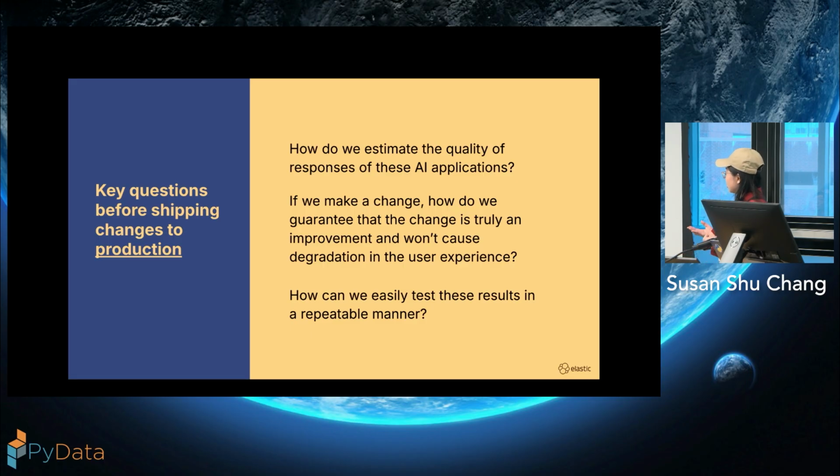How do you guarantee that the change is an improvement, and that it's not suddenly going to cause the agentic AI to behave totally differently? You want to test that before you deploy it to production. And we also want to test these results in a repeatable manner. So I'm going to share some of the tools we use internally.